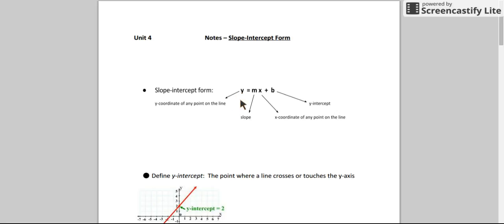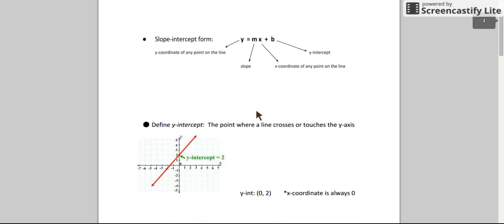Here is the slope-intercept form. It looks like y equals m times x plus b. The y variable is going to represent the y coordinate of any point on the line, as is this x variable. That's going to represent the x coordinate of any point on the line. So together, they give you a coordinate pair of any point on the line. M is going to represent the slope value, and the y-intercept is going to be represented by the variable b on the end of the equation. Let's see how it all works.